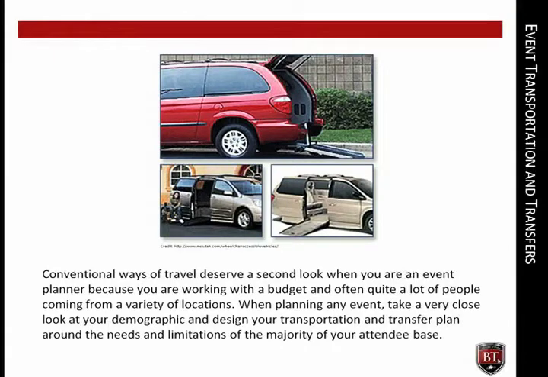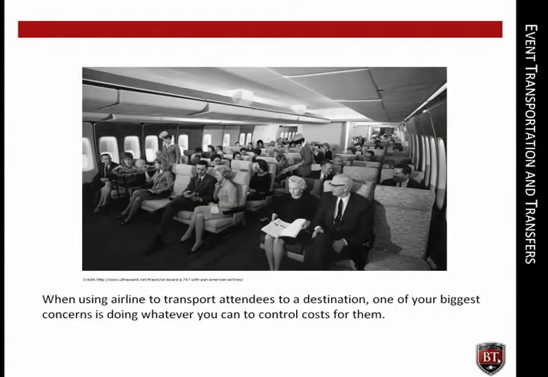With these issues in mind, let's take a look at air travel. When using airlines to transport attendees to a destination, one of your biggest concerns is doing whatever you can to control costs for them. There are some basic rules of thumb for reducing air travel costs. Use an in-house or contracted travel planner to book all attendee flights as far in advance as possible. Have them identify your event to the airlines as a business event to leverage generally available group business travel and planner discounts. And if your attendees will be renting cars, use the strategic alliances between airlines and car rental companies to further reduce the rates of each.